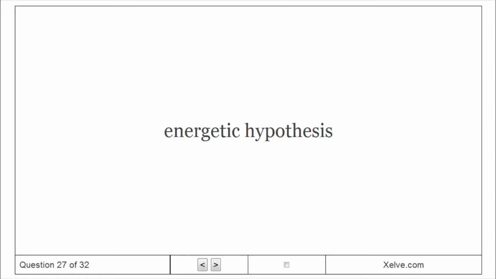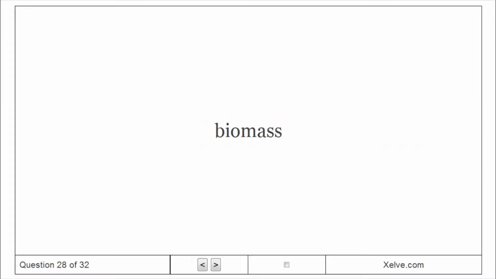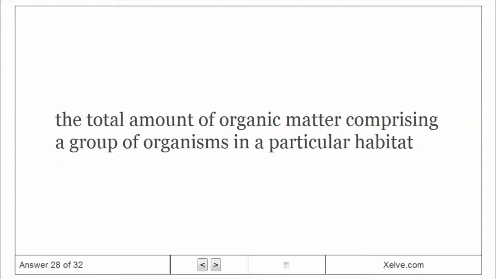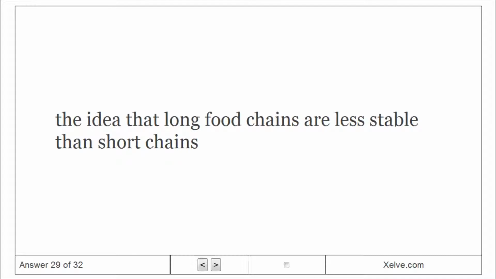Energetic hypothesis. The concept that the length of a food chain is limited by the inefficiency of energy transfer along the chain. Biomass. The total amount of organic matter comprising a group of organisms in a particular habitat. Dynamic stability hypothesis. The idea that long food chains are less stable than short chains.